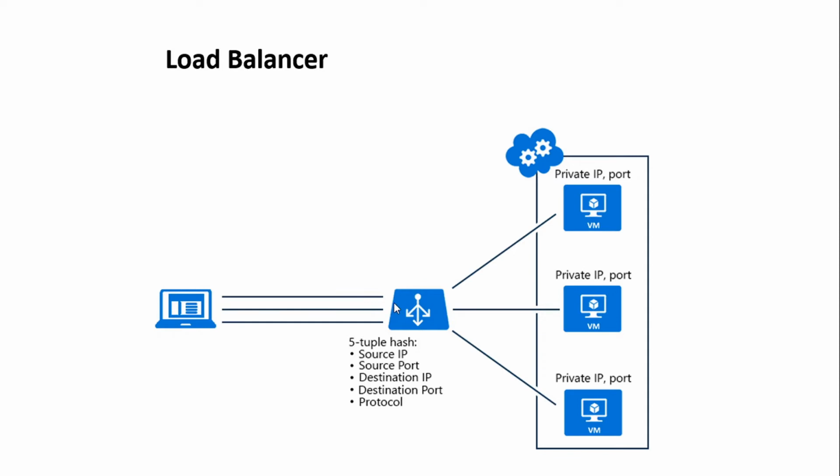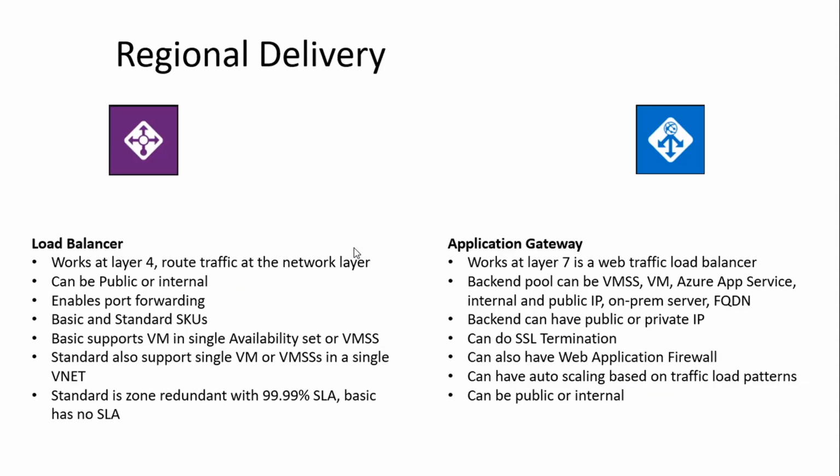So in a public one, the front end IP address to which the client connects is a public IP address, and an internal one is the one wherein the front end IP address is a private IP address and it's not accessible from internet. Load balancer comes in two SKUs, the basic and the standard one. The basic one doesn't have any SLA, however the standard one provides us 99.99% SLA. And in a standard one, on the back end we can also have a single VM or VM scale sets, different VM scale sets which are part of a single VNet, which is not possible in a basic SKU.